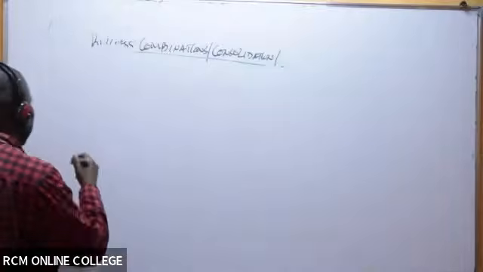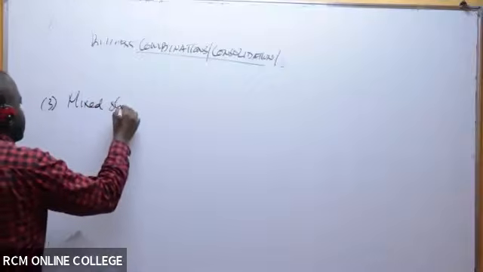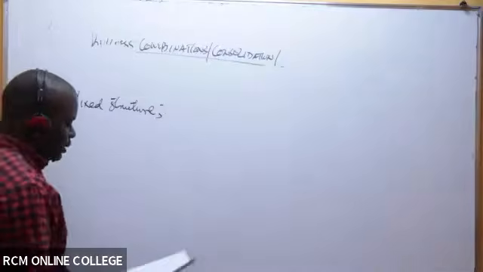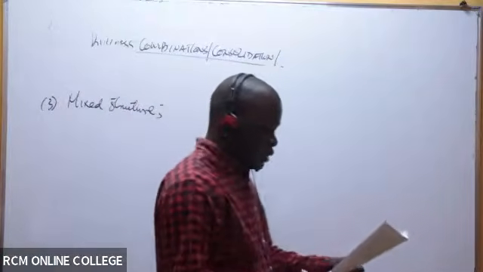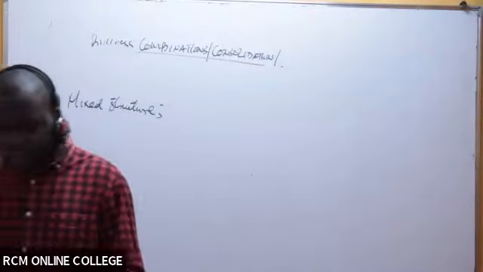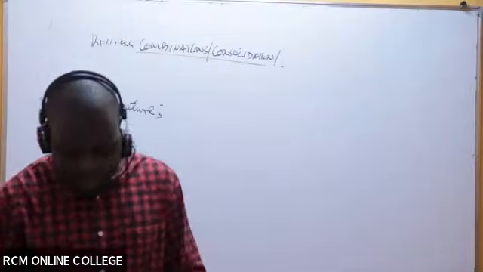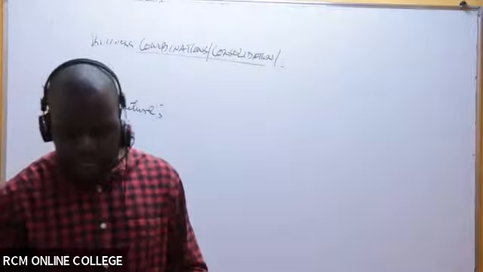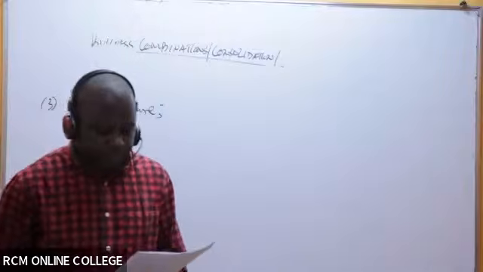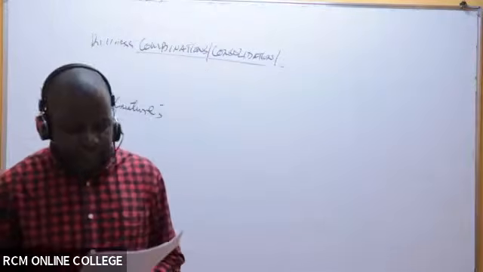So you can write structure number 3. Structure number 3 is what we call a mixed structure. So what is a mixed structure? You can write something briefly about a mixed structure. It occurs where the parent acquires a control in a subsidiary.